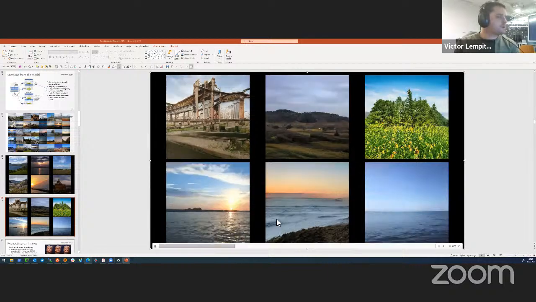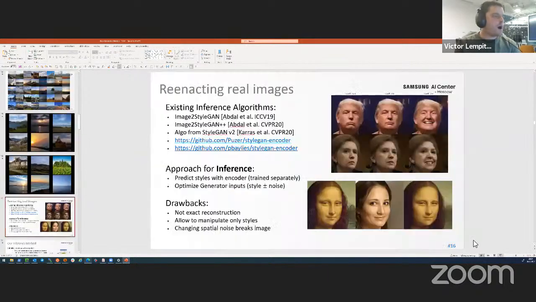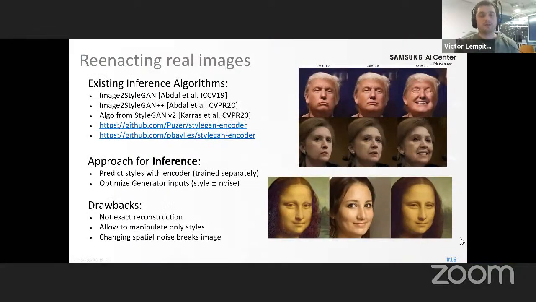So now it's fun to look at the samples. Now, how do we actually reenact real photographs? For that, we need to do inference. That is, for a given real photograph, we need to find the latent variables that reproduce this photograph.